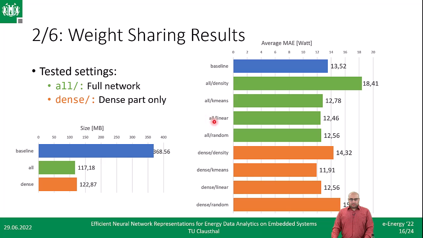Both linear and k-means++ methods delivered better results, so they didn't suffer from this effect, and produced models with average MAE better than the baseline model, which is also good news. Finally, the random method delivers acceptable results, but only if applied to the full network. If applied to the dense part of the network, the degradation in the model performance is more than 2 watts. And regarding the model size, on average, the models produced were about a third of the size of the baseline model, and applying weight sharing to only the dense part of the network didn't result in much larger models.